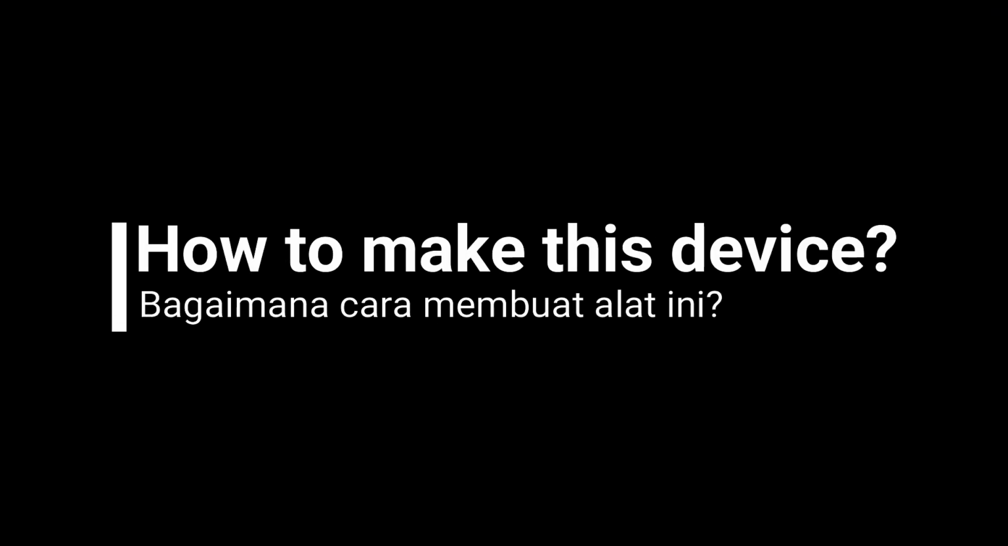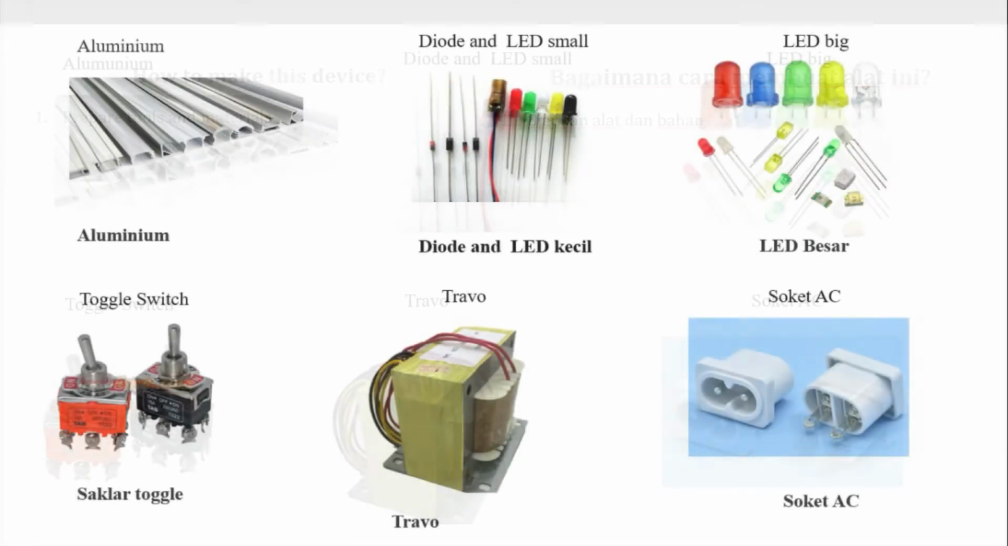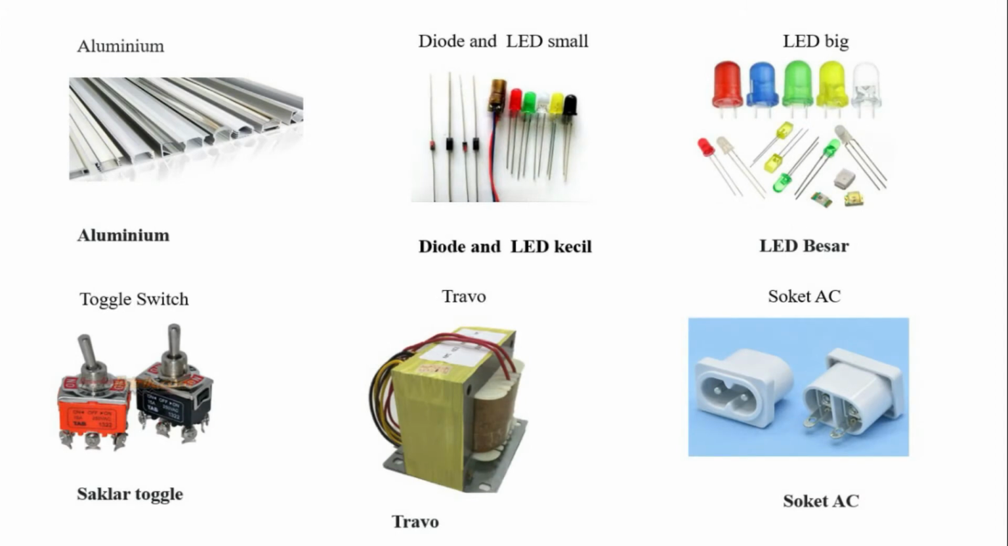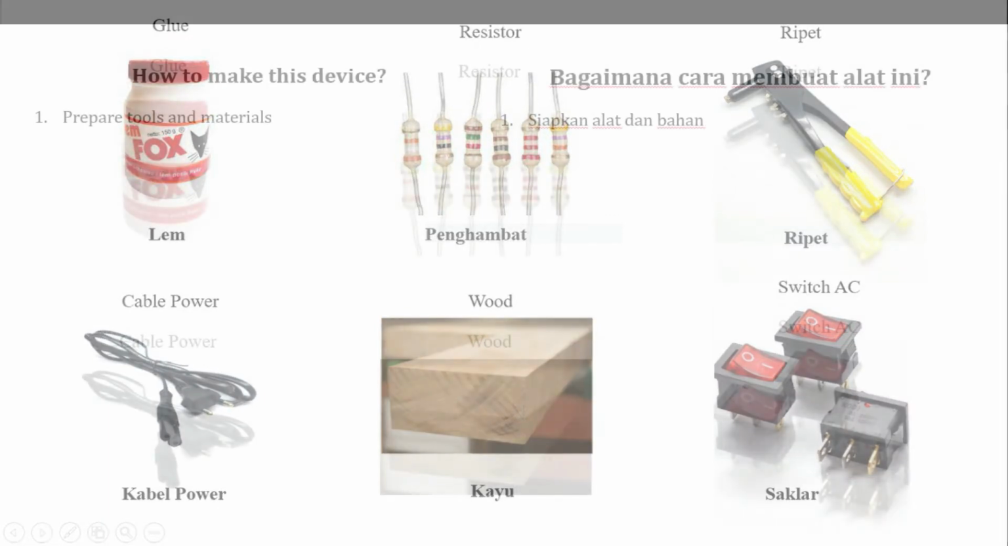How to make this device? The first, prepare tools and materials. The tools and materials are aluminum, diode, small LED, big LED, toggle switch, driver, sticker, AC socket, AC switch, tiny wood, cable, ribbed, resistor, and glue.